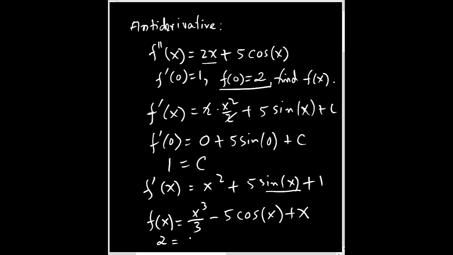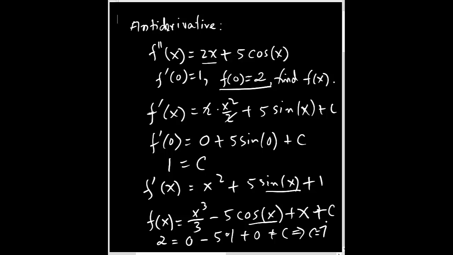And then x is 0, so this term goes away. Cosine 0 is 1, so I have negative 5. And then I need to add a constant here, another constant, it's a different constant. So cosine 0 is 1, and then this is 0 plus C. So then you can see your C is coming out as 7.